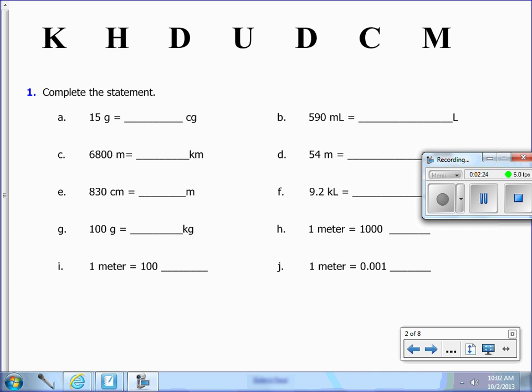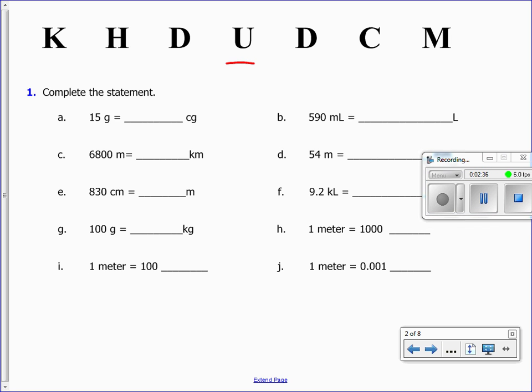So for example, in A, we're going from 15 grams. How many centigrams are in 15 grams? So if you'll notice, here is grams, it's our unit. We need to go from grams to centigrams. How many places are we going to be moving, class? 2 to the right. So I'm going to have my decimal here. I'm going to move 2 to the right. So 15 grams is the same as 1,500 centigrams.